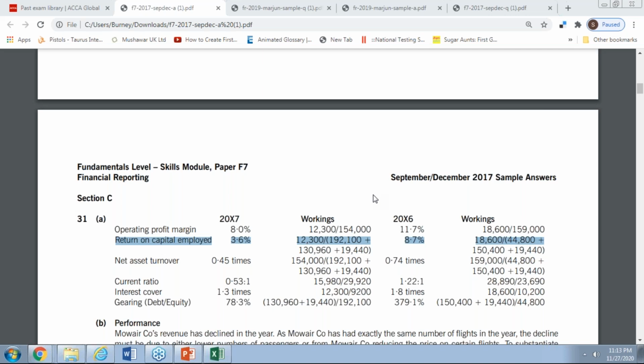Company charged lower profits in order to reduce the selling price. Yes, the company has reduced the airfares, and that is the reason the profitability has gone down on an overall basis.